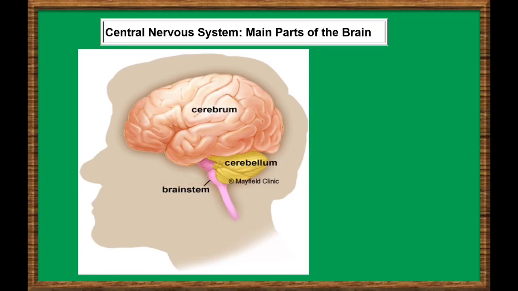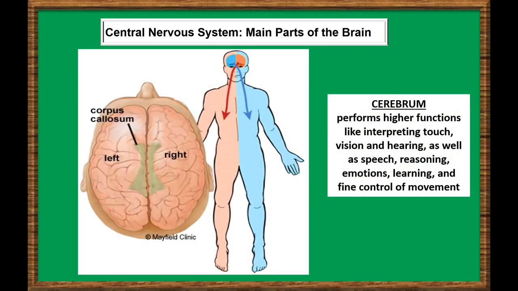The cerebrum is the largest part of the brain and composed of right and left hemispheres. It performs higher functions like interpreting touch, vision, and hearing, as well as speech, reasoning, emotions, learning, and fine control of movement.